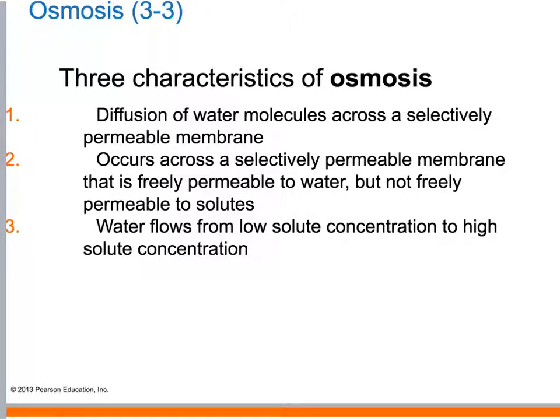Osmosis is a type of diffusion, and it has three characteristics. Number one, it's the diffusion of water molecules across a selectively permeable membrane. Number two, this happens with water because the selectively permeable membrane is freely permeable to water but not freely permeable to other solutes. And water flows from low solute concentration to high solute concentration.